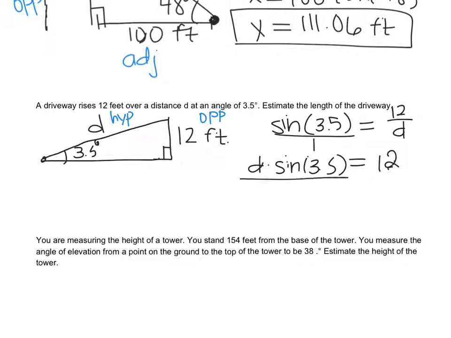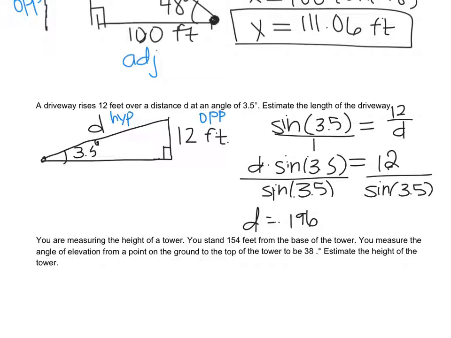Divide both sides by the sine of 3.5, and we get that the length of our driveway, d, is 196.56, and again, we will need units in this problem, and it is feet again.